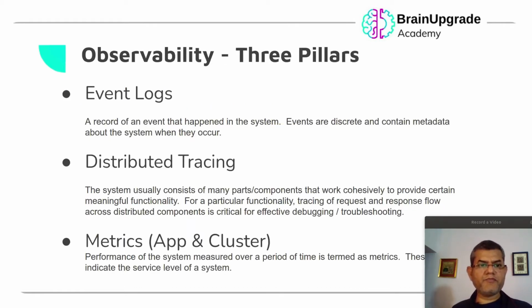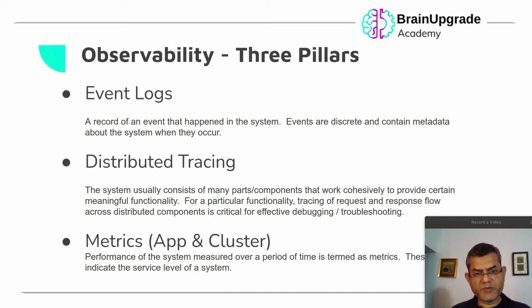So there are 3 main pillars of observability. The first one is event logs. These are nothing but the records of events that happen in the system. Events are discrete and contain metadata about the system when they occur.